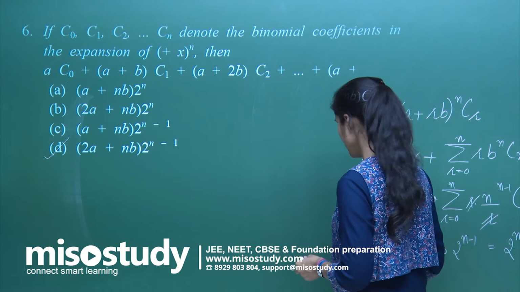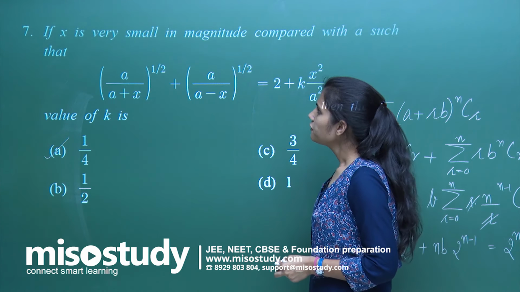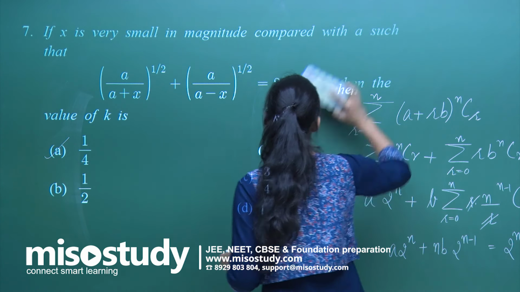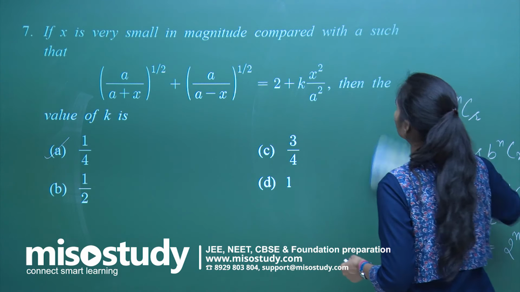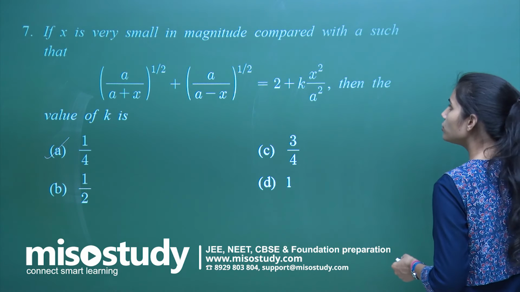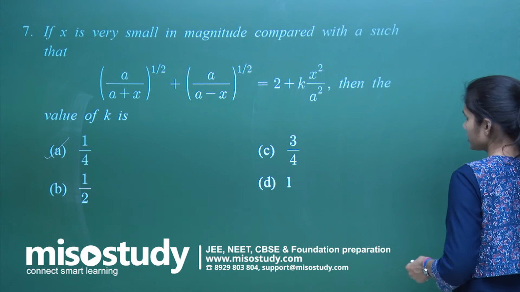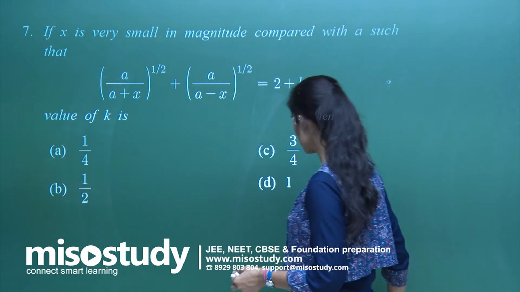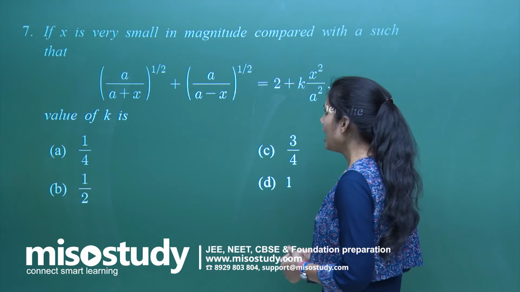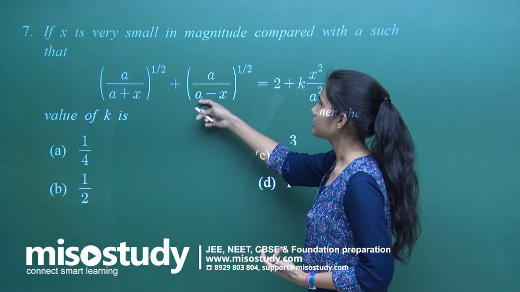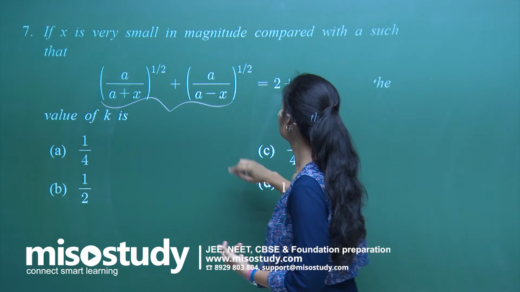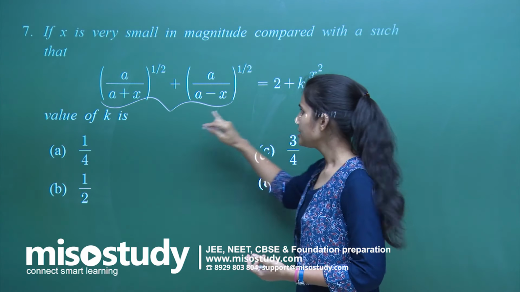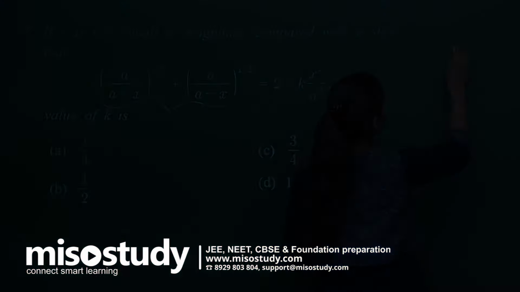Clear? The next question says that if x is very small in magnitude compared with a, such that this is equal to this, then what is the value of k? Now over here, for large index we have done the expansion. How do you talk about this term? How do you expand it? How do you find k? Let's see, a upon a plus x.